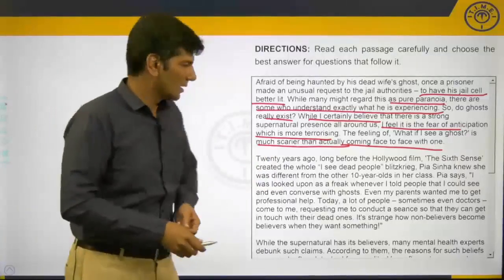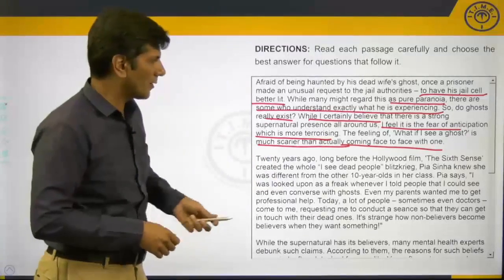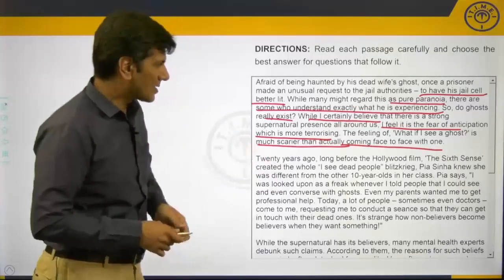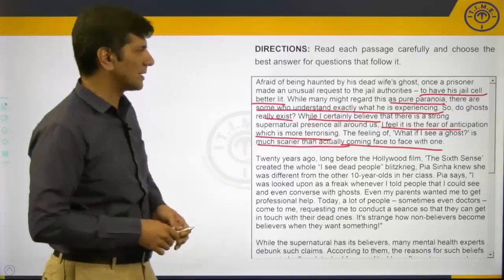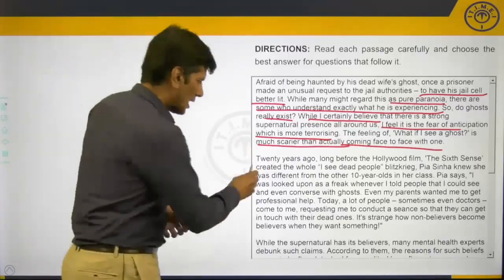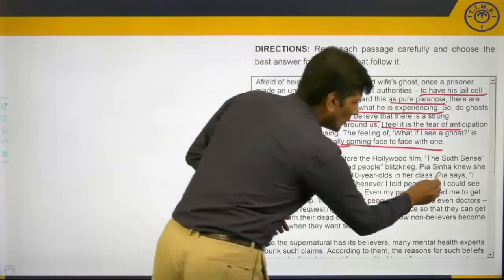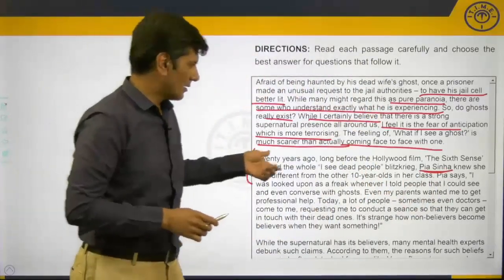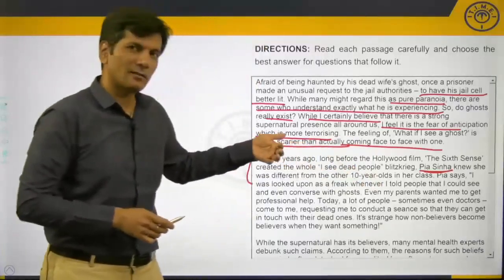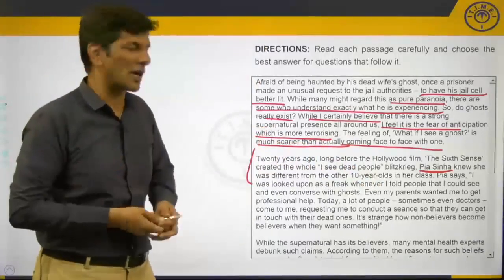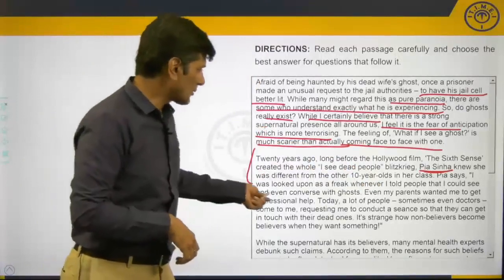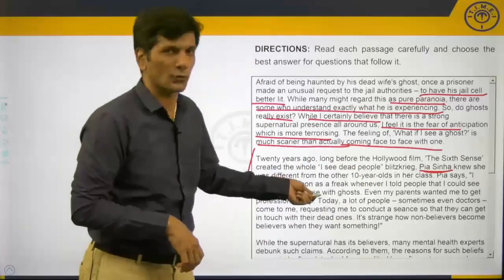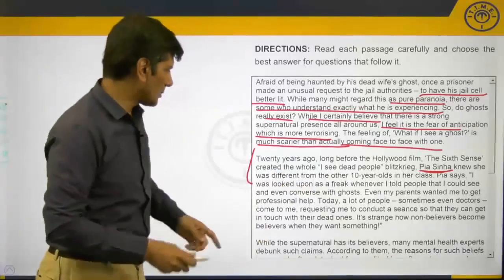Second paragraph. 20 years ago, long before the Hollywood film The Sixth Sense created the whole I see dead people blitzkrieg, Pia Sinha knew she was different from the other 10-year-olds in her class. So now, the author is giving you an example of this kid called Pia Sinha, a 10-year-old kid who knew that she was different from the rest of her class. I was looked upon as a freak whenever I told people that I could see and even converse with ghosts. Even my parents wanted me to get professional help.